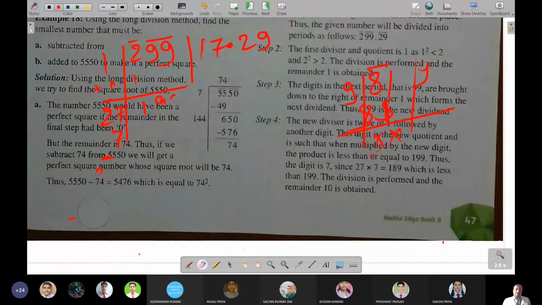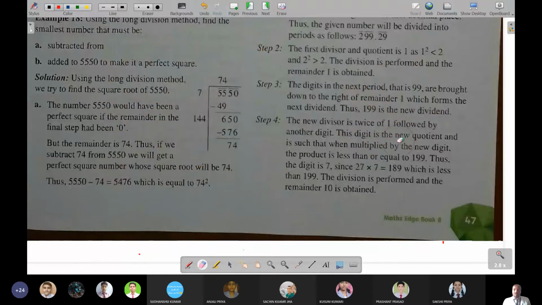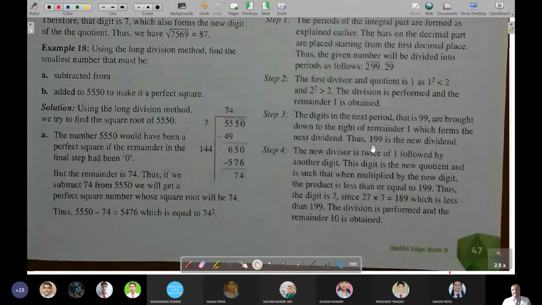So this was it, and now after that there may also come some questions, what should be subtracted or what should be added to this so that it can become a perfect square. Like you can see in example 18, it has been said, using the long division method, find the smallest number that must be subtracted from, and then added to, 5550 to make it a perfect square. Then how will you do it?